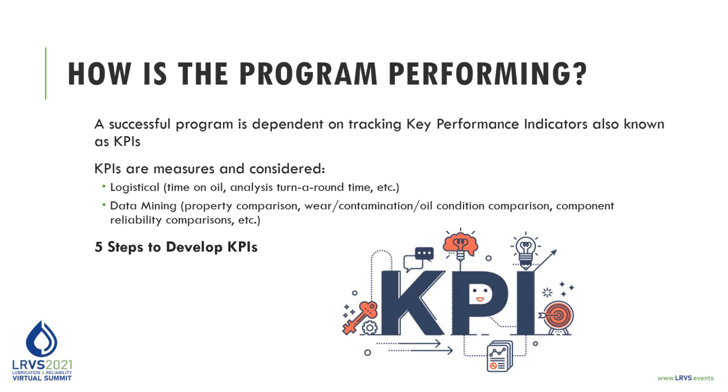Now we want to measure, obviously, to understand how our program is actually performing. A successful program is dependent on tracking some key performance indicators, and these things are known as KPIs. KPIs can be broken down to two major classifications: logistical, time on oil, turnaround time for analysis, etc., or data mining, where we can actually start taking a look at property comparisons and wear and contamination, oil condition comparisons, component reliability comparisons, and so forth. There's going to be a few steps to KPI development.